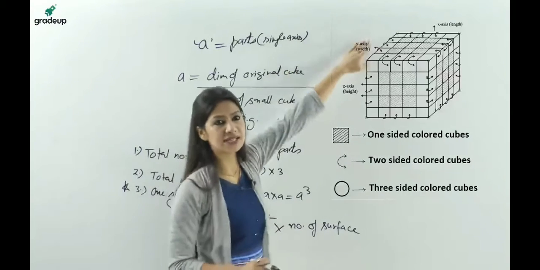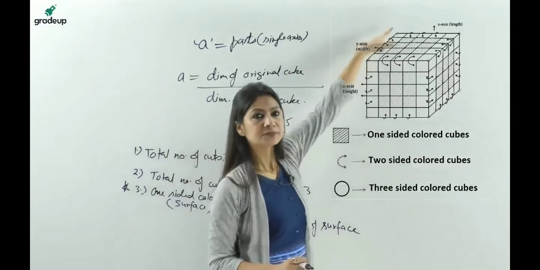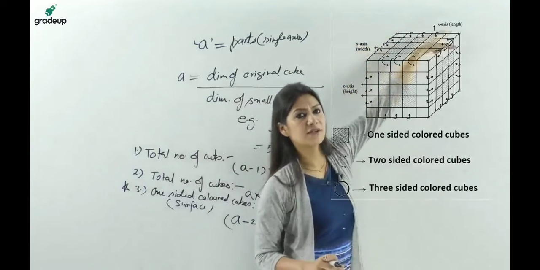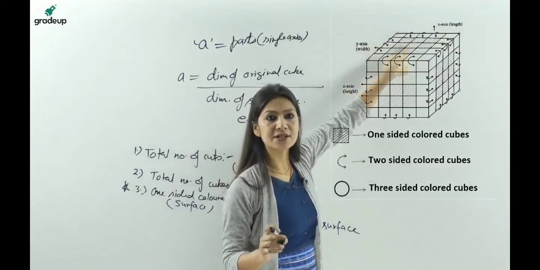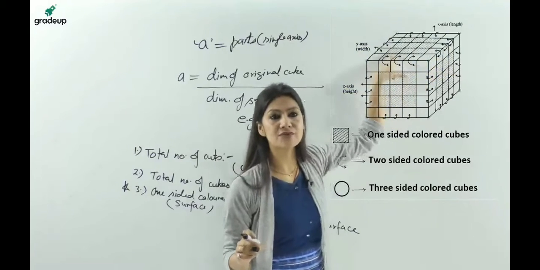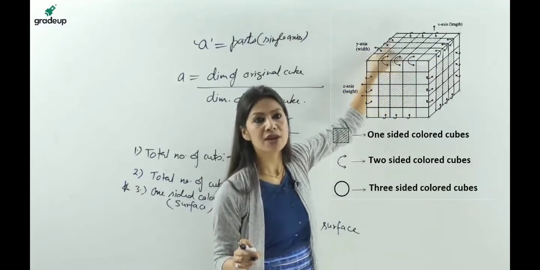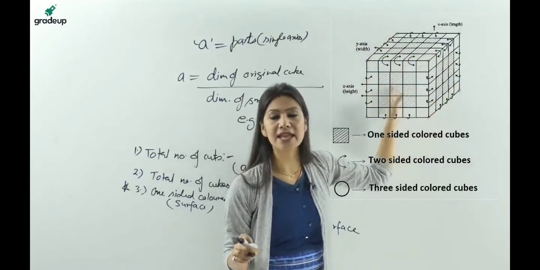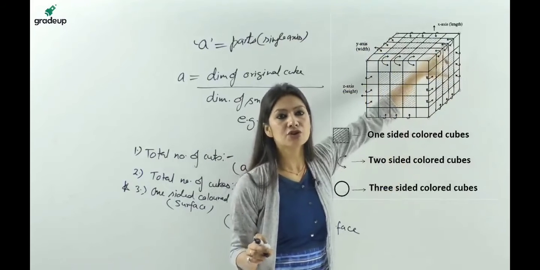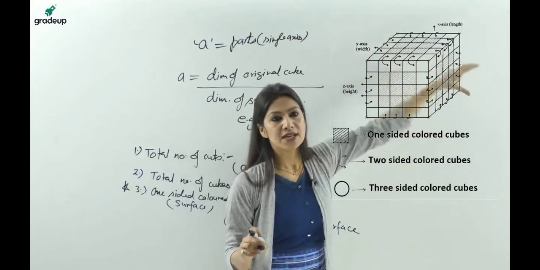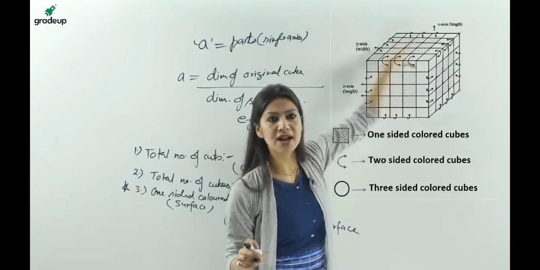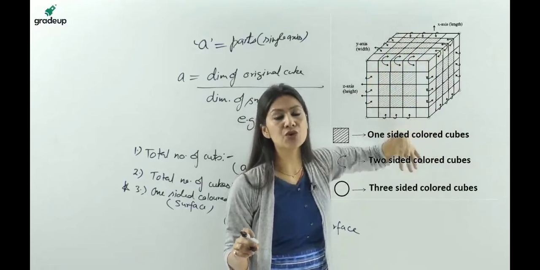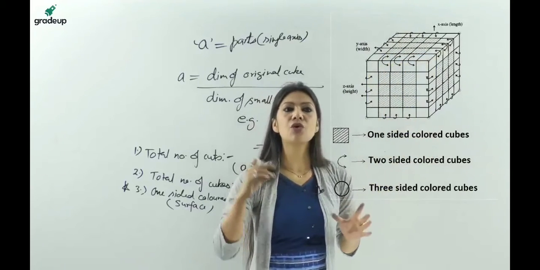Otherwise, coming to this example, can you check from here? This is one particular surface, the upper one, and the middle portion is only the one-sided colored cube. This one and this one, which I have denoted with the help of arrows, are in contact with the next wall. That's why they are two-sided colored cubes. So you need to subtract these two on the x-axis. Again on the y-axis, if you are checking, you need to subtract these two. So once again A minus 2. So that's why (A minus 2) whole square.